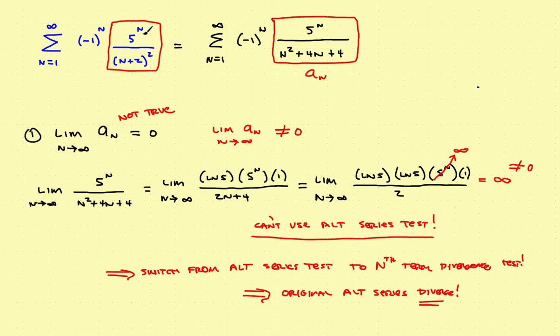So at this point, you can conclude that this series diverges, but it doesn't diverge by the alternating series test. It diverges by the nth term test for divergence. So you actually switch tests. So anyway, just be aware of that. And there's a couple more examples just to show alternating series tests.